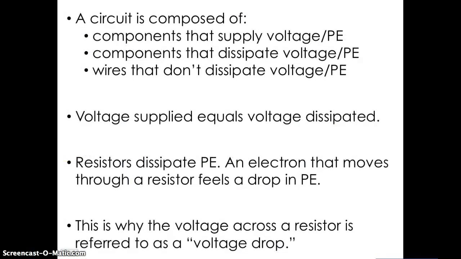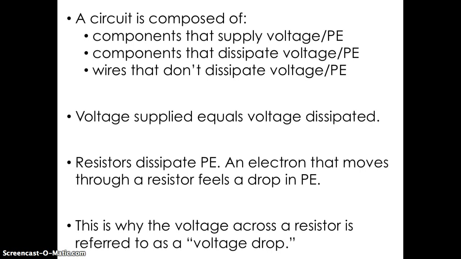So every circuit is composed of components that supply energy, which is supplied to many charges, so the energy per charge is voltage. And in addition to components that supply voltage, there are components that use up the energy or dissipate the voltage. And then there are the wires, which we assume are ideal, and that means that they don't dissipate any voltage, and obviously they don't supply any voltage as well.